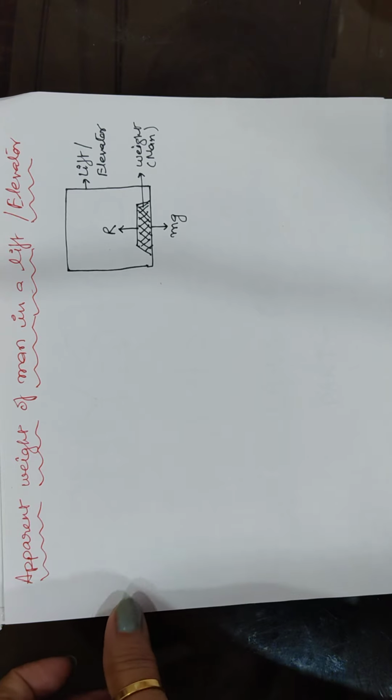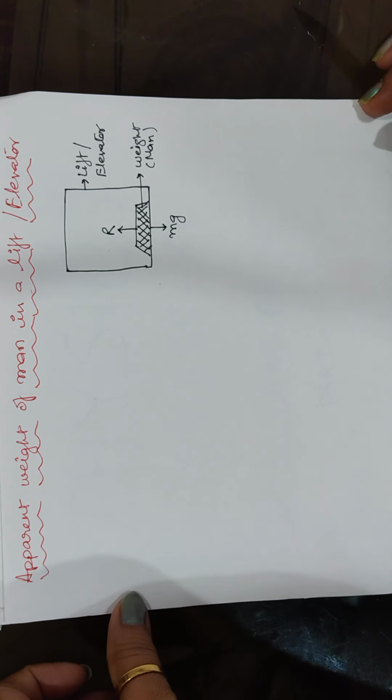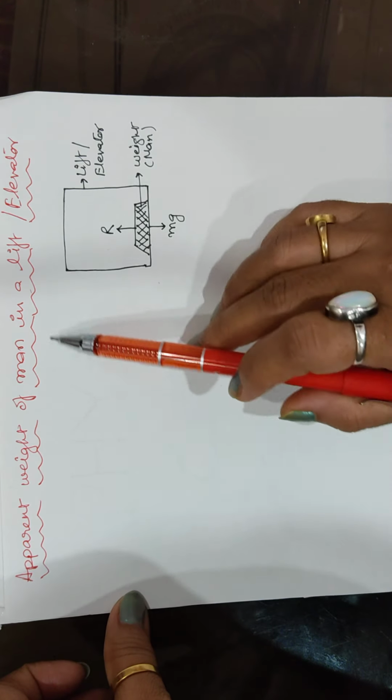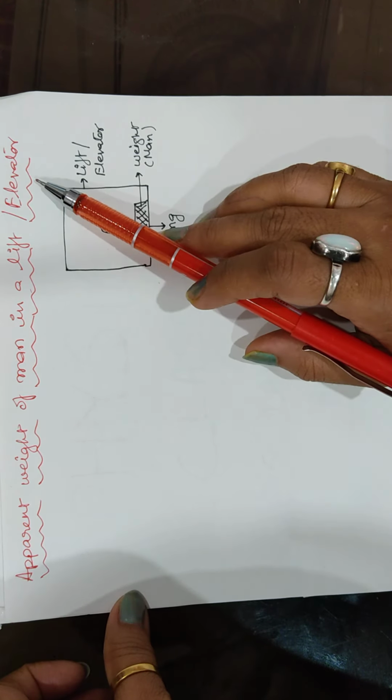Hello student, Physics class 11th, chapter 5, Laws of Motion, part 3. Now student, in our previous video we have done the law of conservation of linear momentum and its application. Today's topic is the apparent weight of a man in a lift or an elevator.